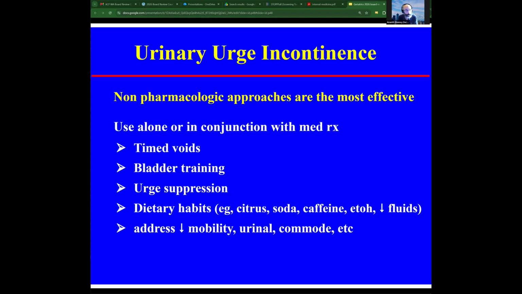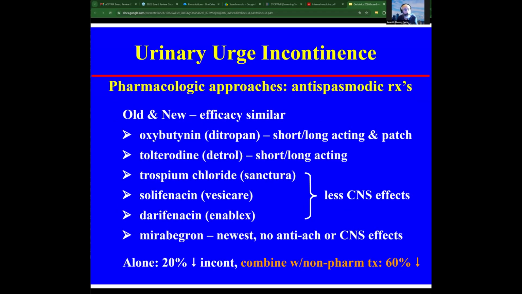And then, as always, we want to think about the other factors that might be contributing to a functional component. Thinking about mobility, is it helpful to bring the bathroom to them, like a commode or a urinal? Now, on the pharmacologic side, which again, start with non-pharmacologic, we have a lot of medications.